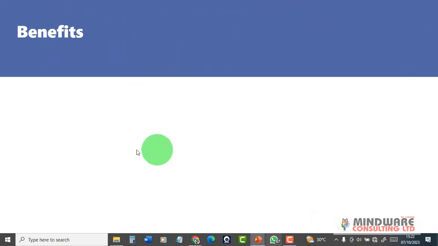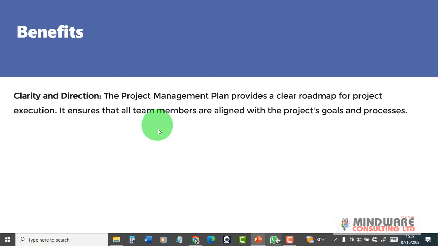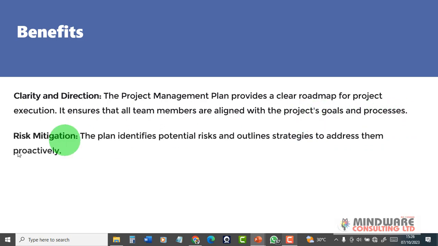Okay, so moving on, let's look at the benefits of the project management plan. First and foremost, it gives clarity and direction. The project management plan provides a clear roadmap for project execution. It ensures that all team members are aligned with the project's goals and processes. All right, so it gives clarity and a sense of direction for everyone in the project team.